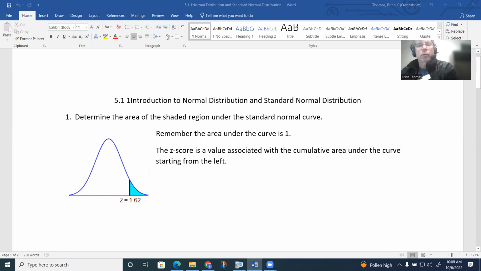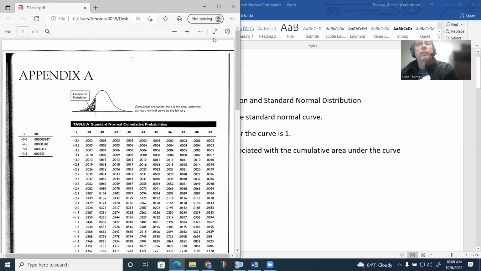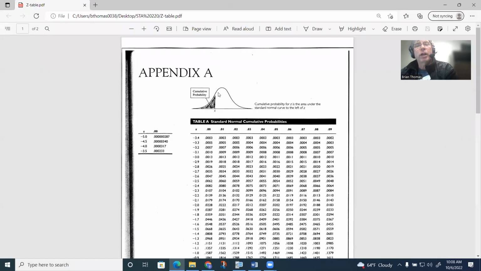So remember when we talked about z-scores, cumulative area is one of the things that we talk about. So if I can pull up my little chart here. Notice that in my tables, the cumulative probability or cumulative area goes from the left to the z-score. So we have to keep in mind that these z-scores represent the area under the curve from the far left to the actual z-score.